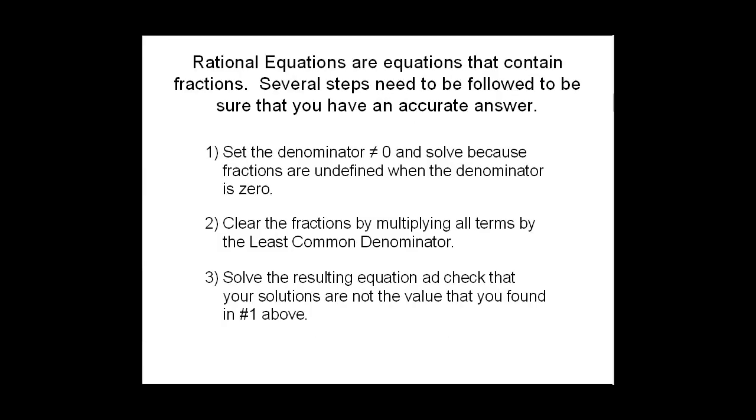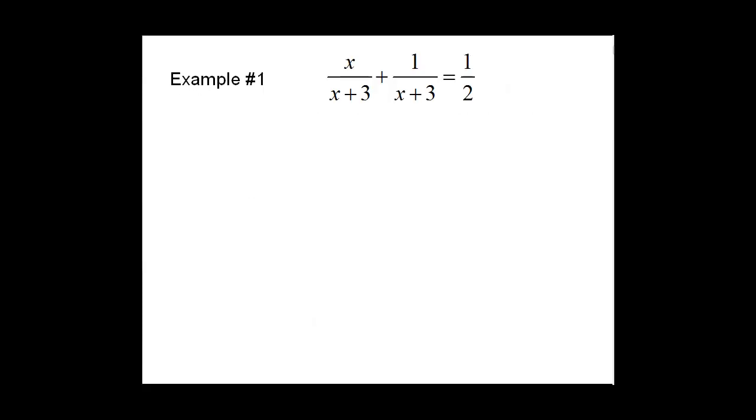Okay, when dealing with rational equations, you need to realize that rational means fraction. So the first step is to set the denominator not equal to 0, because you cannot have 0 in the bottom of a fraction. Then clear the fractions by multiplying by the common denominator, and then solve and check to make sure you don't get back the number you said you cannot have.